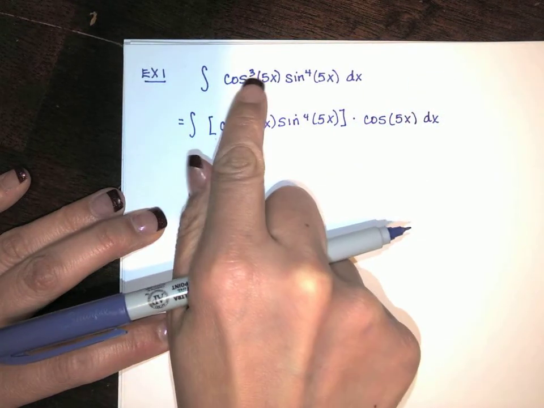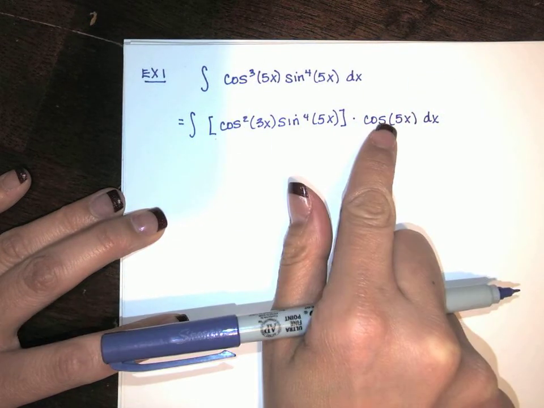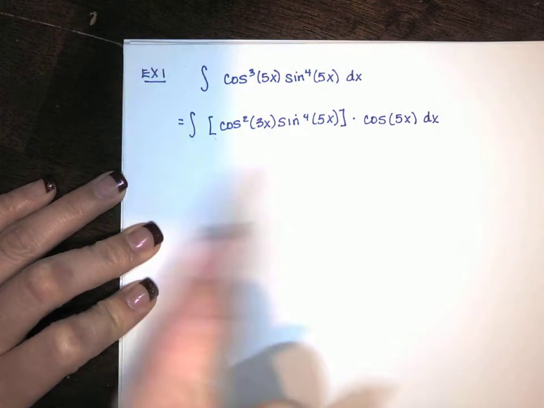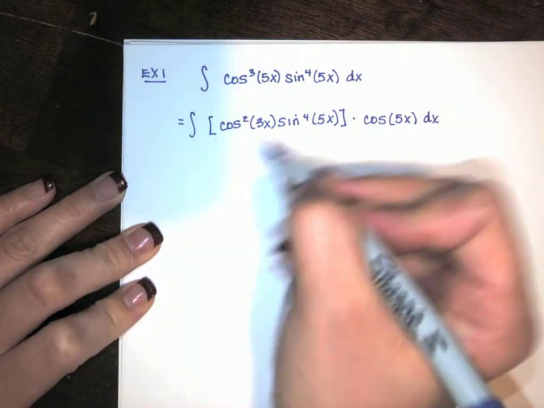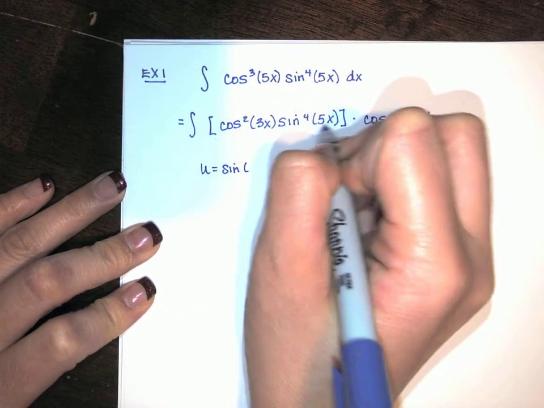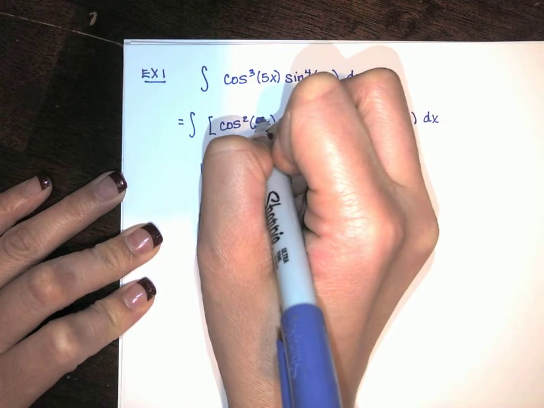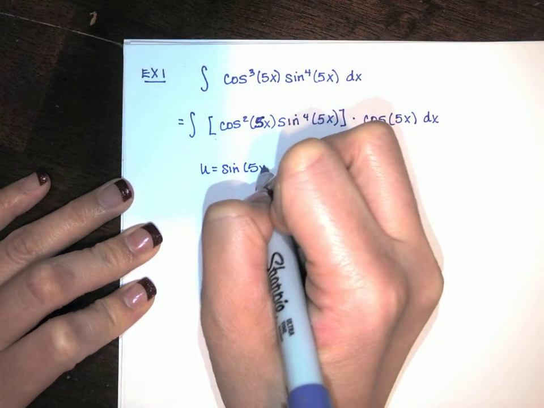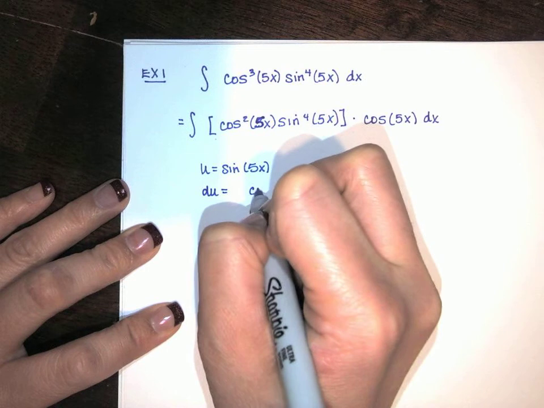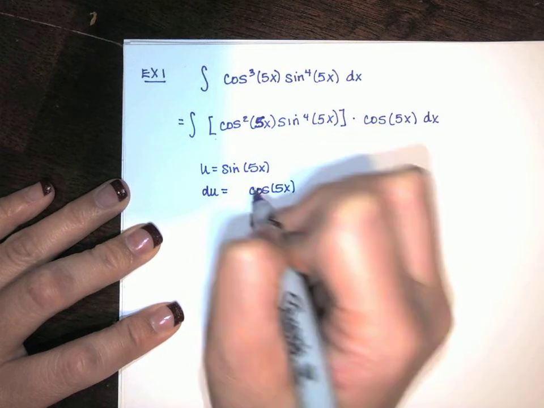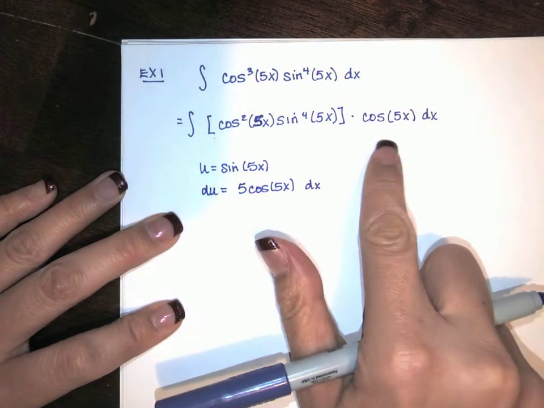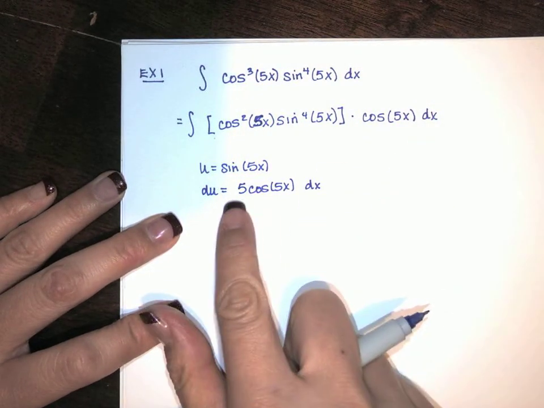If I had 3 of them here, if I take out 1, I'm going to be left with 2 of them. And because the power of cosine was odd, we factored out a cosine, and we're going to let u equal sine of, oops, that should be a 5, not a 3, 5x. So we compute du. du is cosine of 5x times 5 by the chain rule. Don't forget your dx.